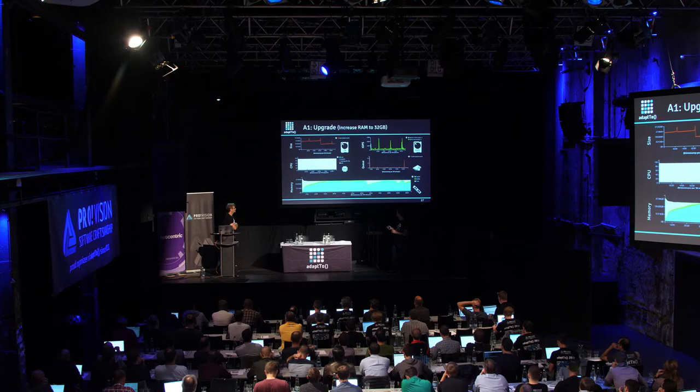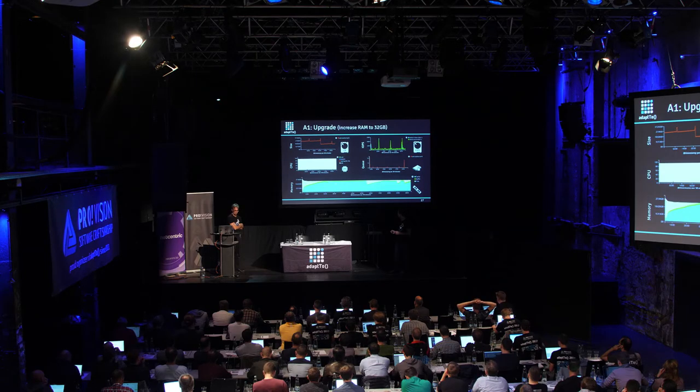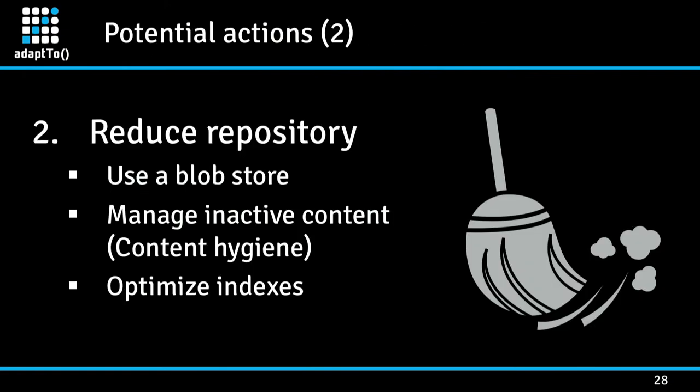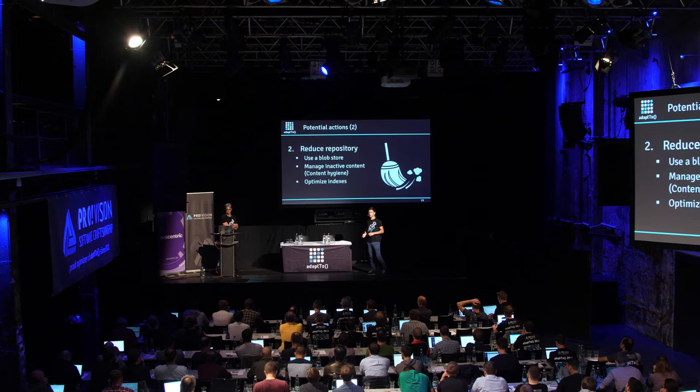In this slide is the memory graph that shows how the cache is working. So at the beginning of the test, it starts to be filled up by the segment store, and it reaches a point that is exactly the same size as the segment store. So it clearly reflects the cache of the segment store. Later on, when online revision cleanup is executed and shrinks the repository, you also see the cache actually going down. So really nice.